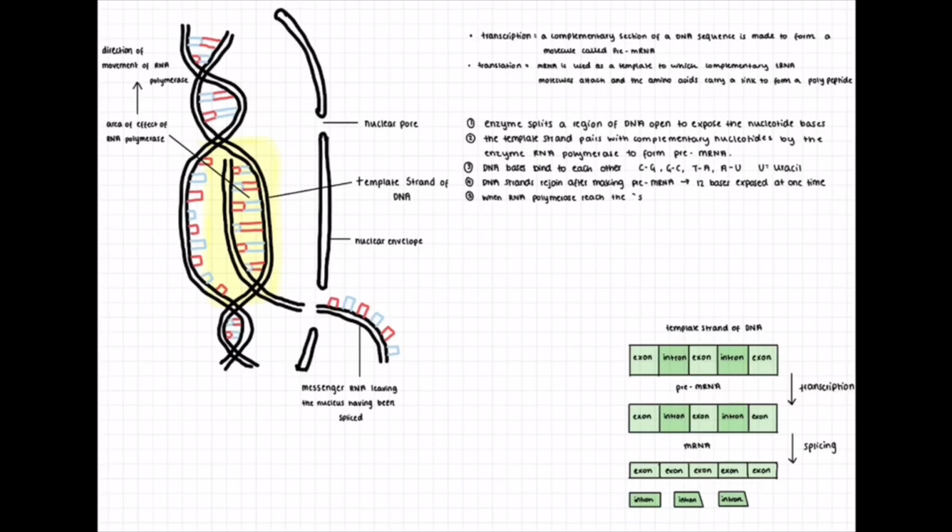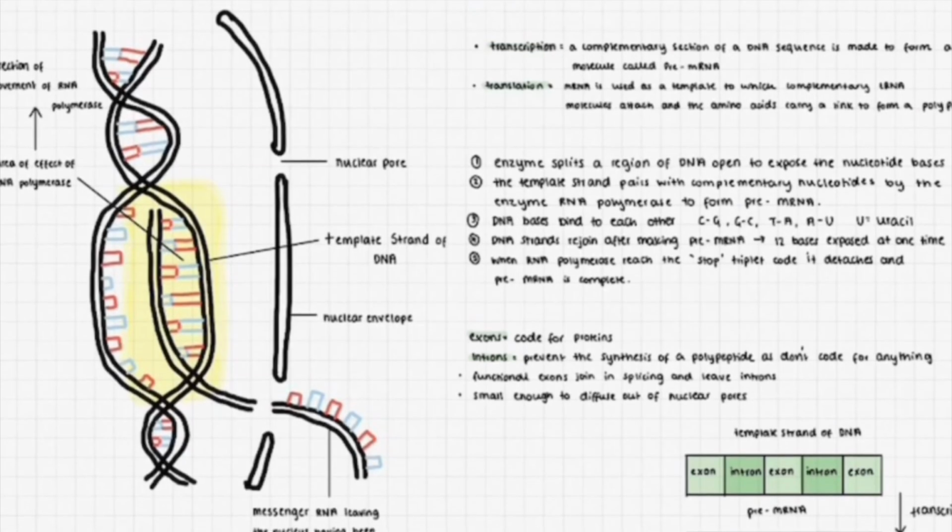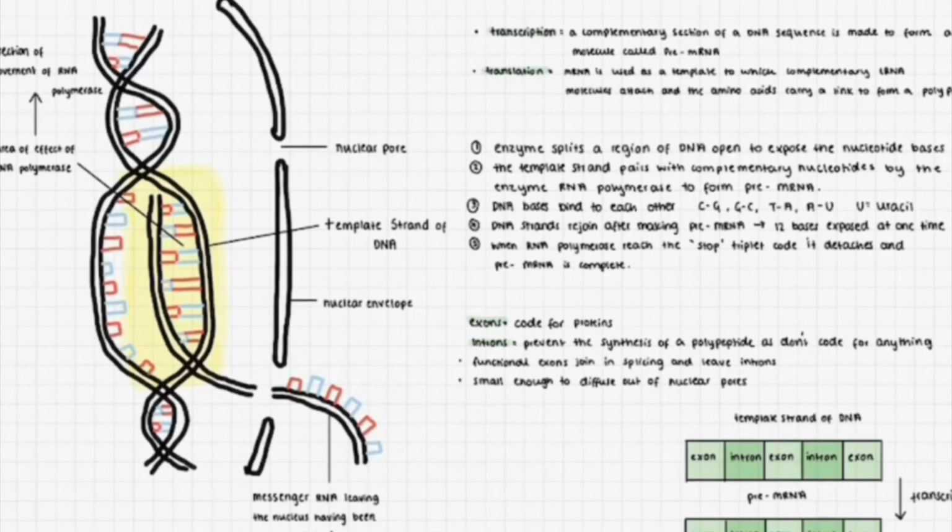The process of transcription is as follows. Firstly, an enzyme acts on a specific region of DNA, causing the 2 strands of the DNA to separate and exposing the bases. The template strand, one of the 2 strands of DNA, pairs up with complementary nucleotides by using RNA polymerase, and pre-mRNA is formed. Then the DNA strands rejoin as pre-mRNA is forming. Lastly, when the RNA polymerase reaches a stop codon, it detaches and the production of pre-mRNA is complete.